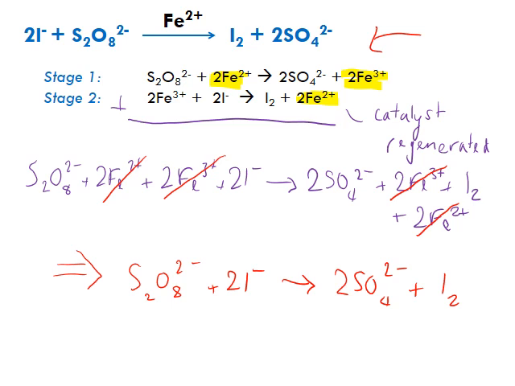We can also see from here how this path is lower activation energy, because look at the charges. In stage 1, we've got a negatively charged ion reacting with a positively charged ion. Stage 2, we've got a positively charged ion reacting with a negatively charged ion, and therefore we've never got these two negative ions reacting directly together. So that is how homogeneous catalysis works.